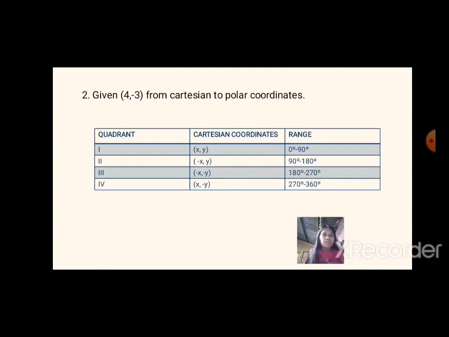In quadrant 1, we have x and y, so our range is 0 degrees to 90 degrees. Quadrant 2, Cartesian coordinates negative x and y, so the range is 90 degrees to 180 degrees. Quadrant 3 is Cartesian coordinates negative x and negative y, so the range is 180 degrees to 270 degrees. Quadrant 4 is Cartesian coordinates x and negative y, so the range is 270 degrees to 360 degrees.